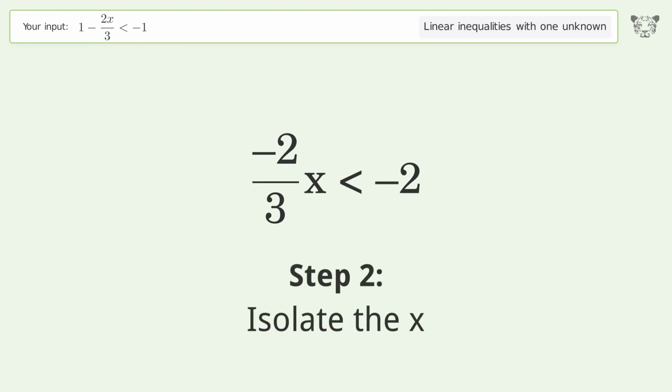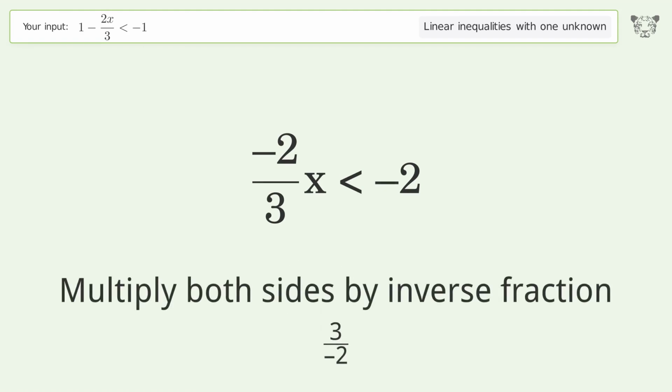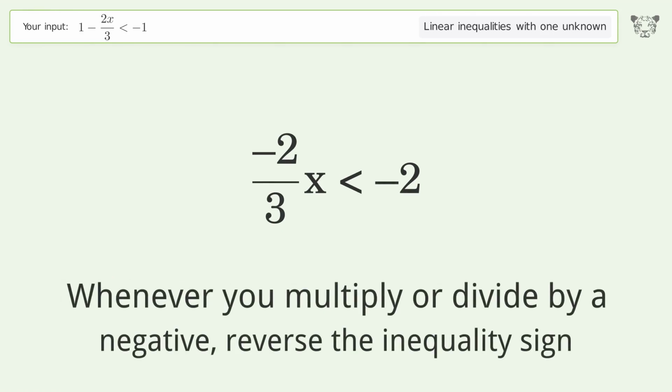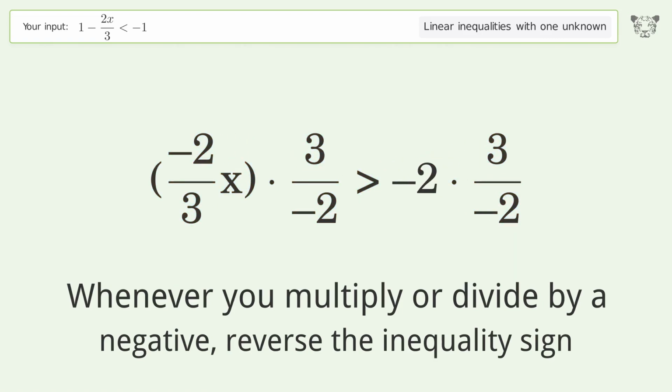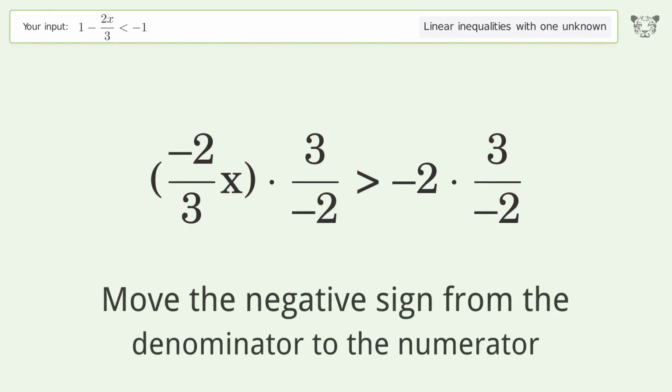Isolate the x. Multiply both sides by inverse fraction 3 over -2. Whenever you multiply or divide by a negative, reverse the inequality sign. Move the negative sign from the denominator to the numerator.